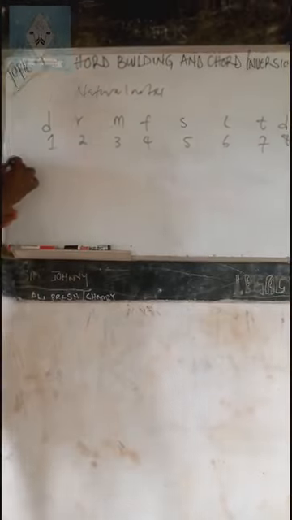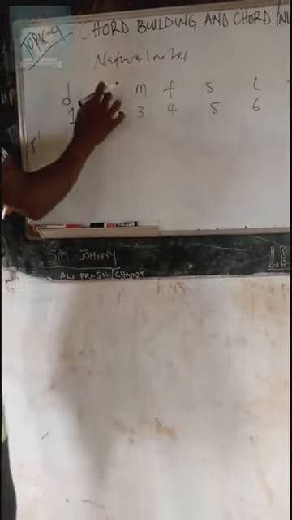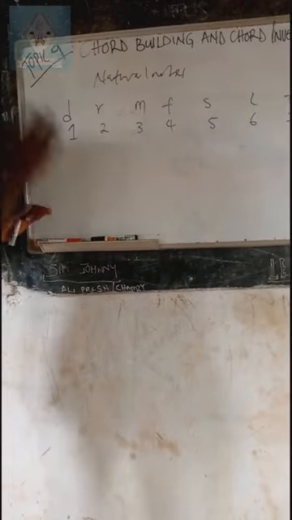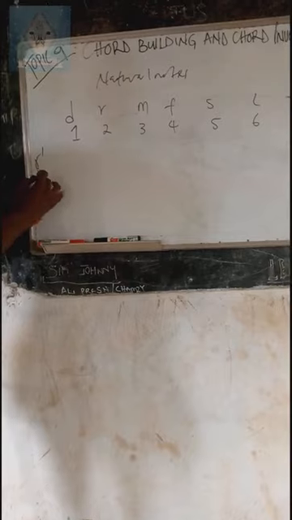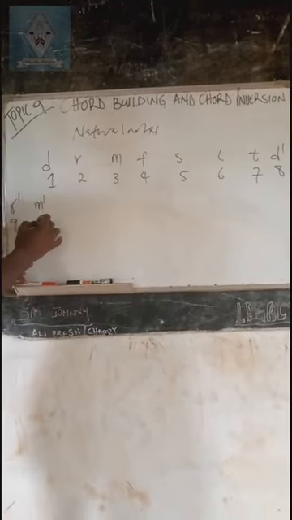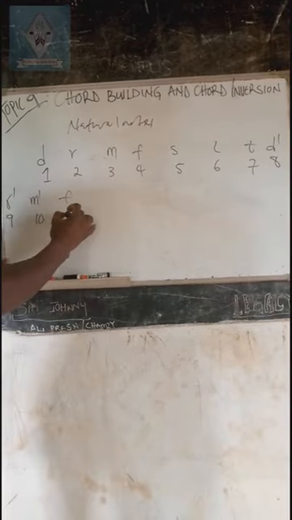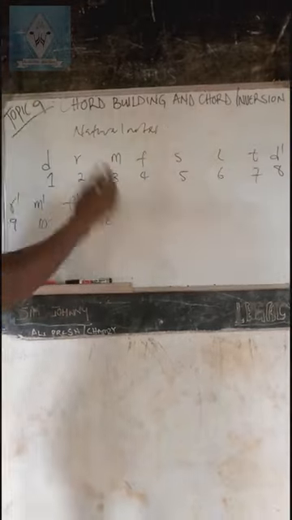Now, when Re is repeated, the superscript, this Re and this one are the same, yes. But since they exhibit different sounds, they cannot be put under the same interval. This now becomes the 9th interval. When Mi is repeated, it becomes the 10th interval. Fa repeated becomes the 11th. Sol becomes the 12th, and so on.